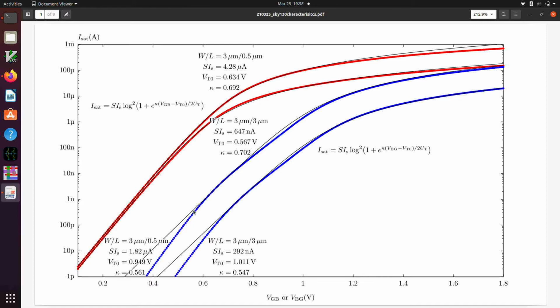So I'm not sure if this is an artifact of the model or if this is what the devices really look like down in weak inversion. It would be nice to know. I don't know if this dip here is real or whether it's just a poorly tuned set of model parameters in the PDK. Anyway, so that's the shape of the gate characteristics.